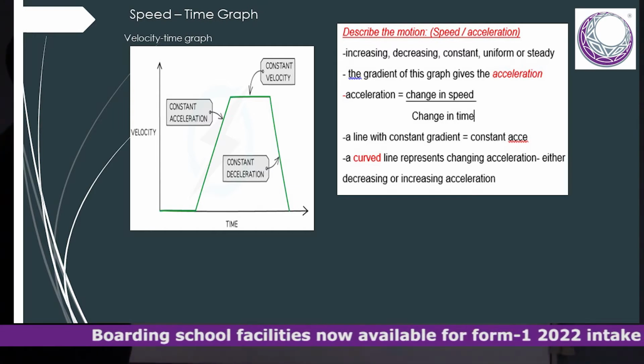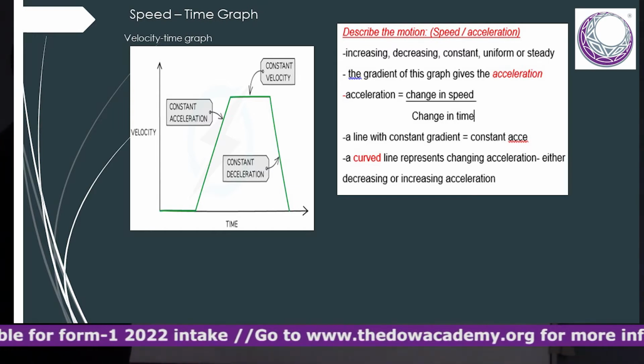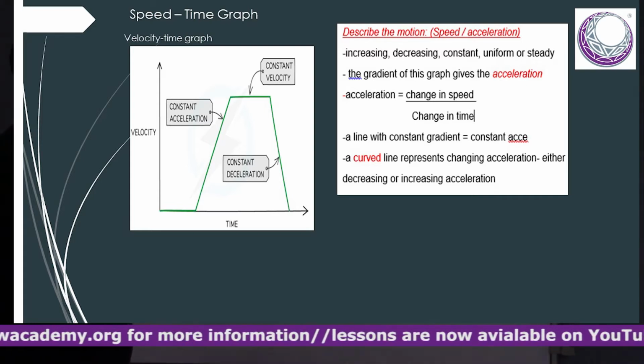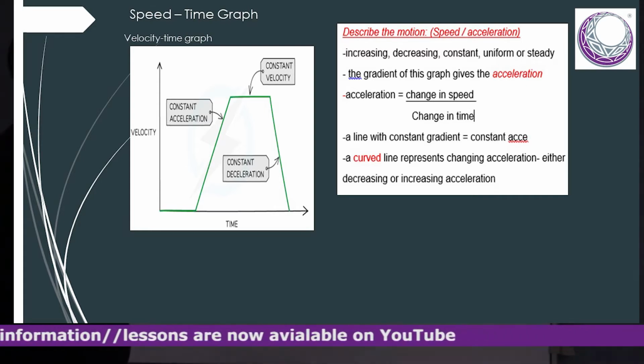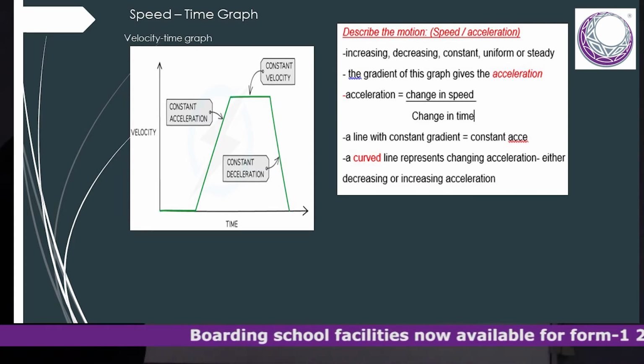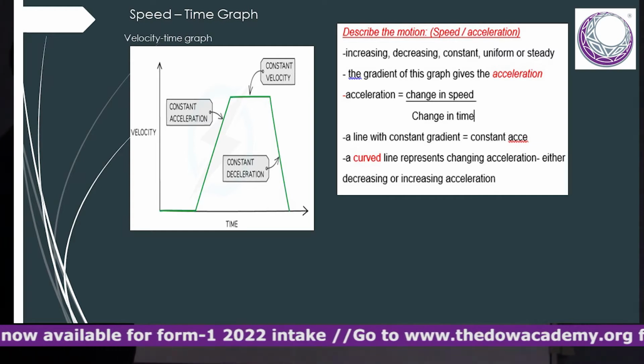Change in speed over change in time. Change in speed, if you follow, is on the y-axis, and change in time is on the x-axis. So it's linked with your mathematics there. Can't separate this. Acceleration is gradient, and how do we find gradient? Change in y over change in x, which is in this case change in our speed over change in time.